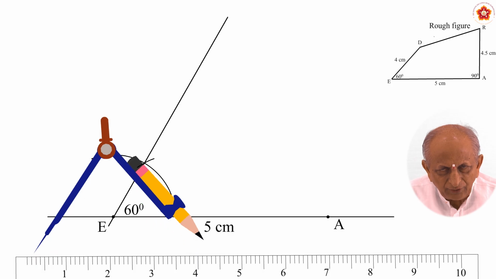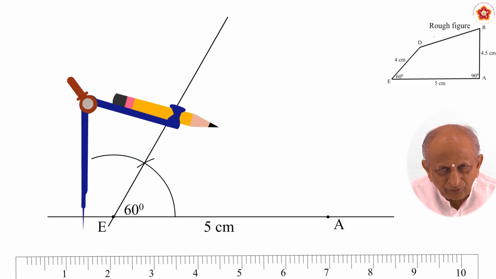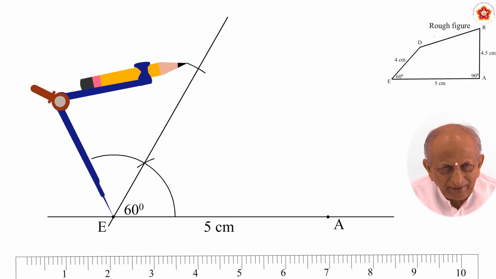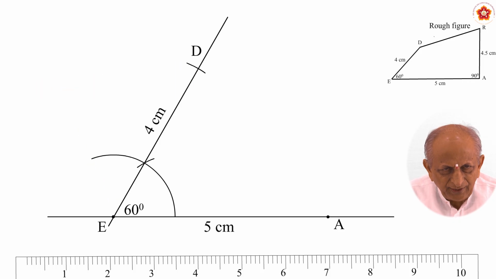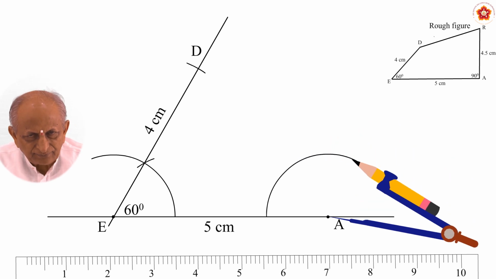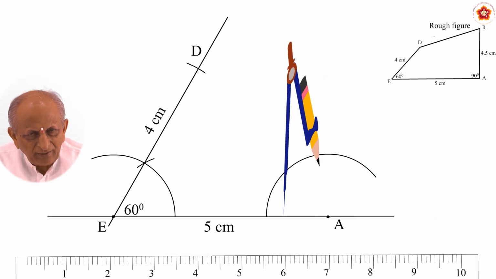And now we have to cut an arc of 4 centimeters to get a point called D. So the line ED is got. ED is 4 centimeters. Now you have to construct a perpendicular at the point A. So how to do it?